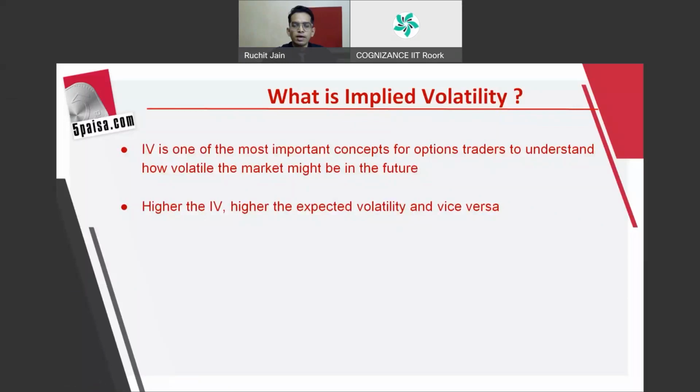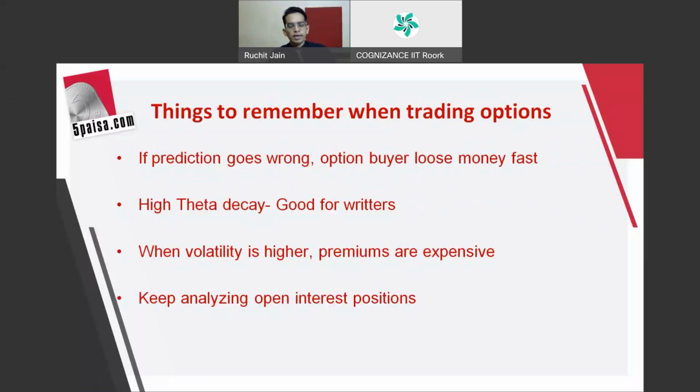Keep on tracking this data. I've covered most of the part that I wanted to cover within the time limit which was given. There are certain things before I end this webinar. When trading options, if your prediction goes wrong, option buyers usually lose money very fast. You know why? Because time is always in favor of option sellers. So if your view is not going right, don't wait in hopes that the market will go up. Whenever you think that you have been proved wrong, just square off your position.